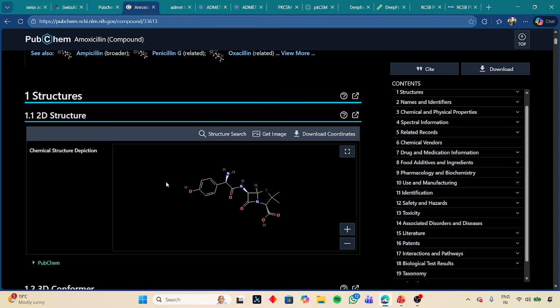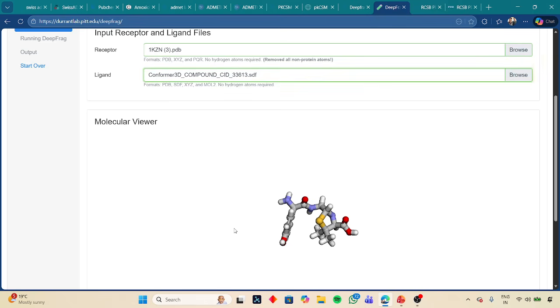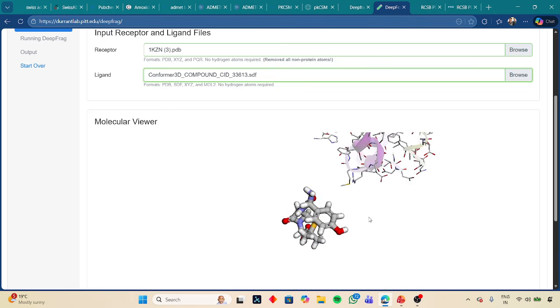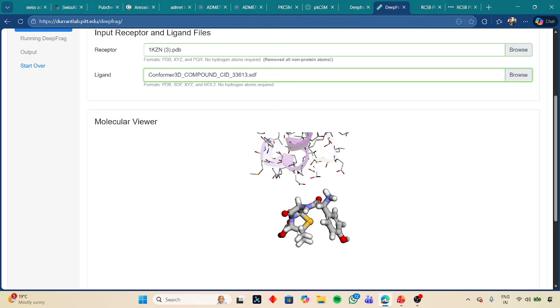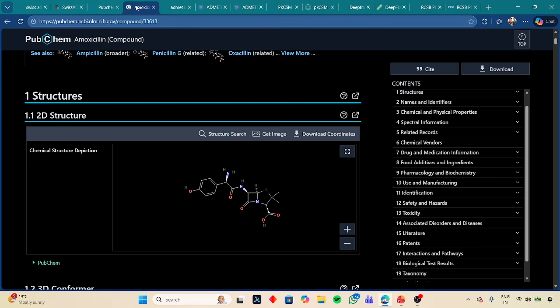So let's go to DeepFrag, and you can see here that the atoms are represented in colors: the hydrogens in white, the nitrogen in blue, the oxygen in red, and the carbons in gray. The sulfur is presented in yellow. You can see where the sulfur is present, here at this position. So let's work on it in DeepFrag.